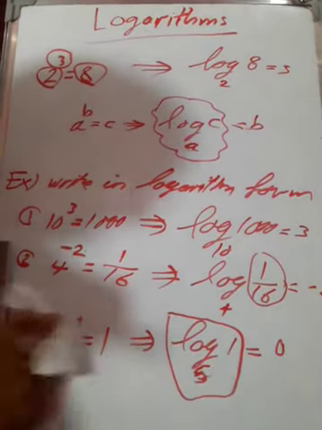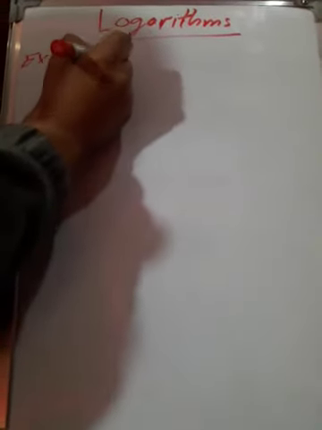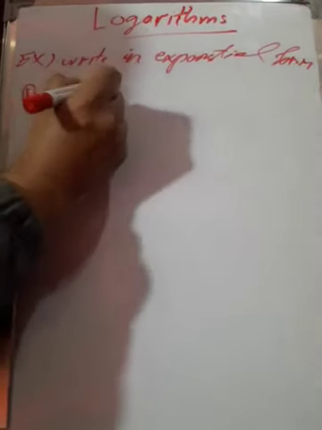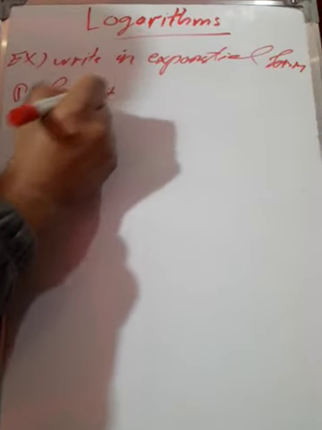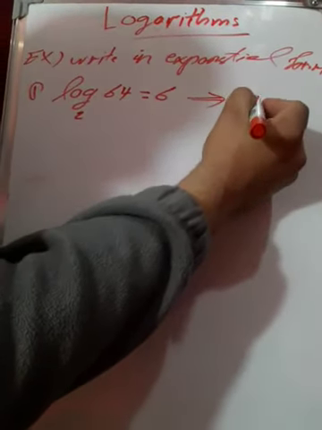Now let's take the opposite. Write in exponential form: if I say the logarithm of 64 to the base 2 equals 6, if I want to write it in exponential form, what do I write? 64 equals 2 to the power 6.